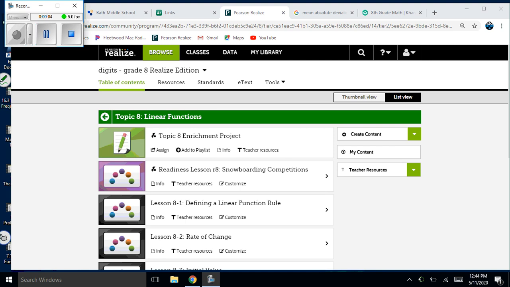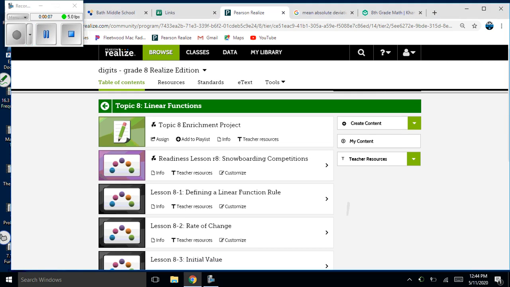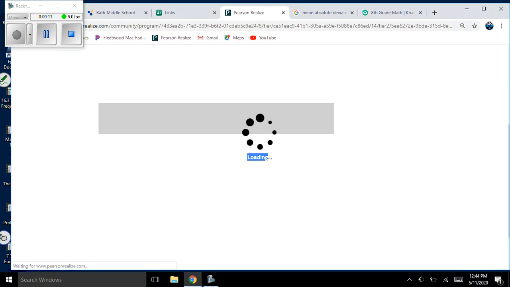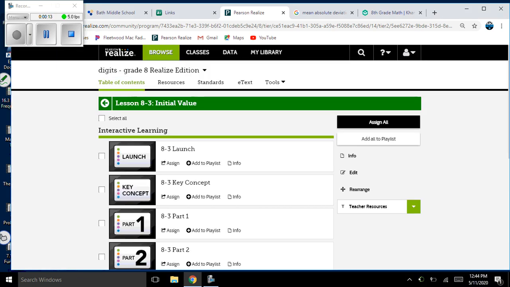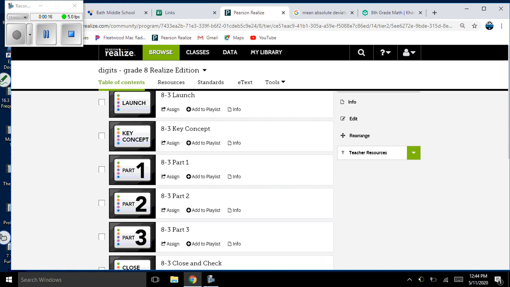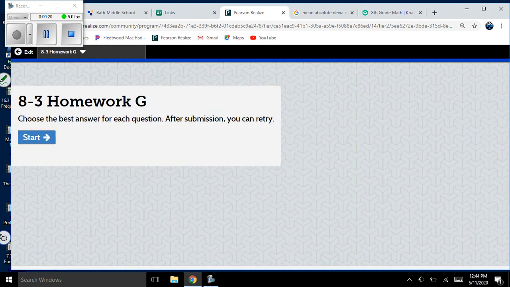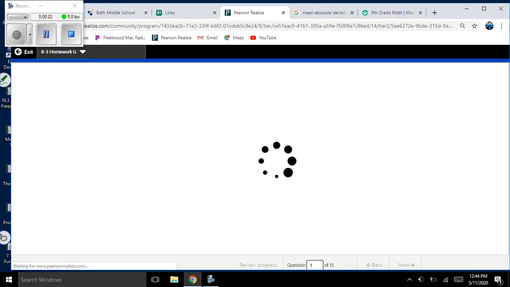We are looking at topic 8 on linear functions, and we're going to go to 8.3 on initial value. Not a whole lot as far as examples are concerned that I can actually access here, so I'm going to go ahead and slide it right down to the homework piece, and we'll do a handful of problems here.